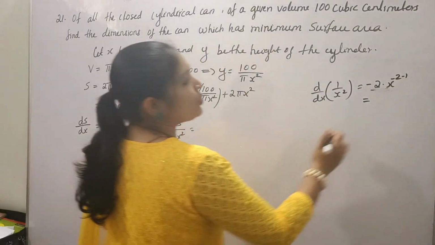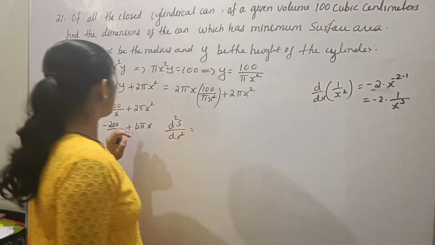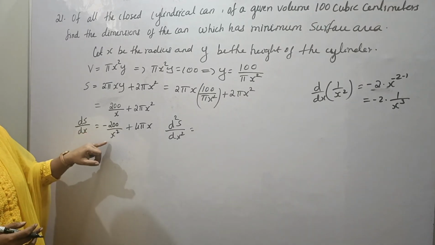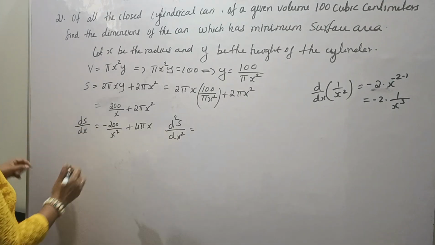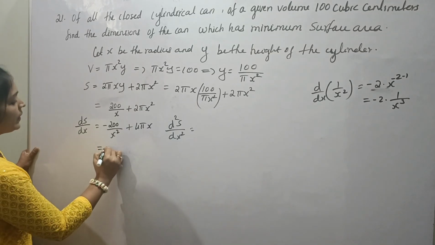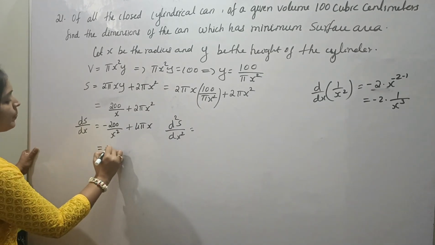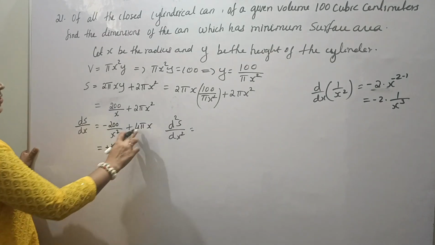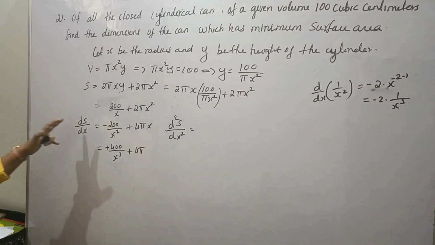So, minus 2 into 1 by x cube, okay. So here, minus 200 by x square, that is minus 200 into minus 2 by x cube. Minus minus becomes plus, so plus 400 divided by x cube plus 4 pi, okay.